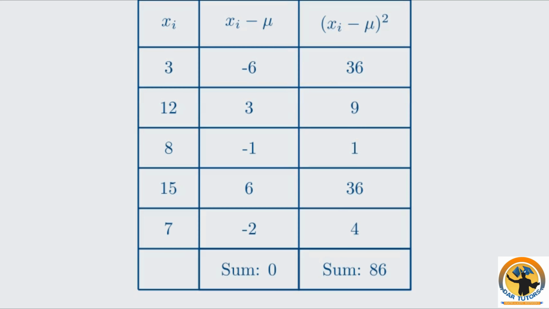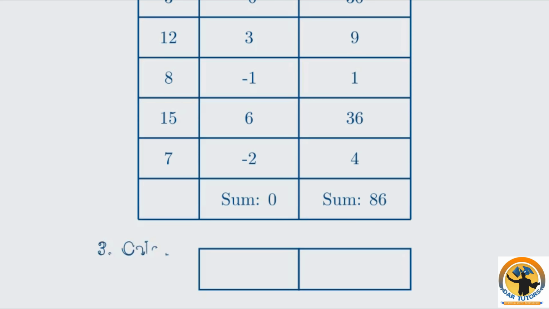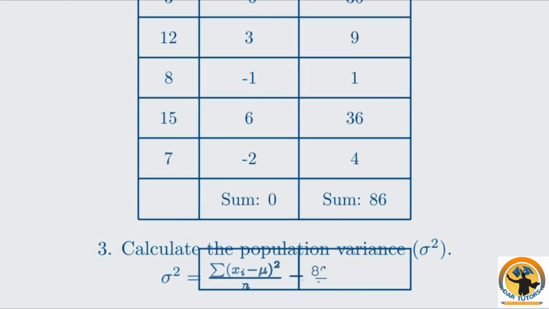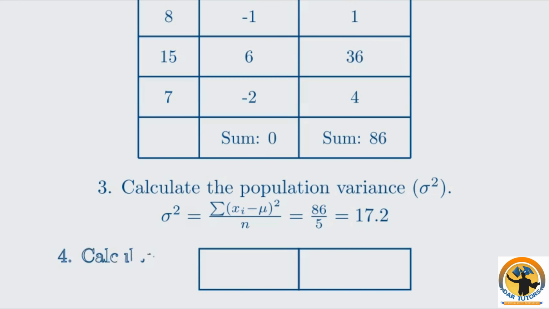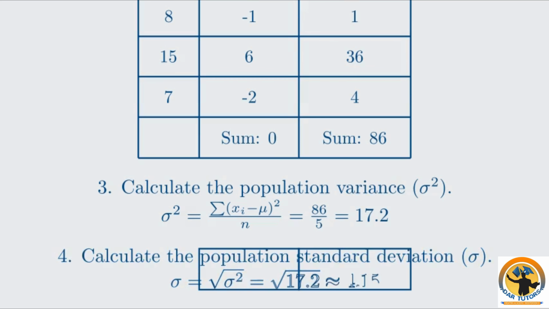Next, we calculate the population variance. We use our formula. The sum of the squared deviations is 86, and n is 5, so the variance is 86 divided by 5, which is 17.2. Finally, the population standard deviation. We take the square root of the variance. The square root of 17.2 is approximately 4.1.